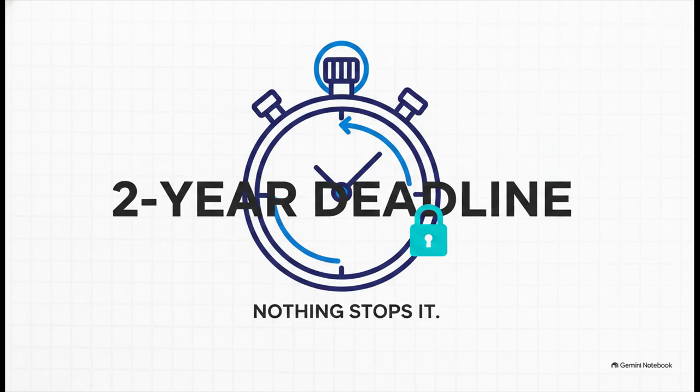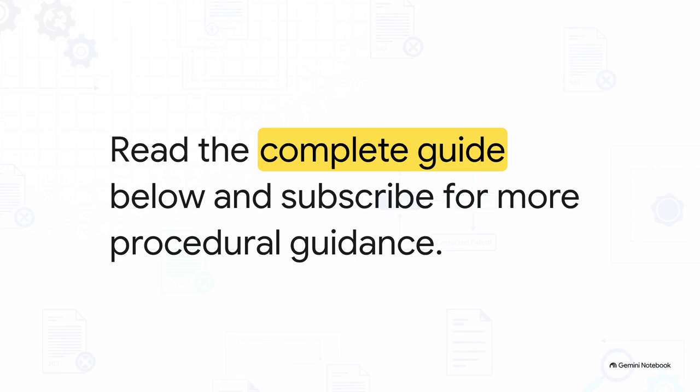Which brings us back to the most critical procedural warning. If you are broadening claims, the 2-year clock starts the day your patent grants. Nothing stops it. The one thing to take away: if you're broadening claims, the 2-year clock starts the day your patent grants, and nothing stops it, so that decision simply can't wait.